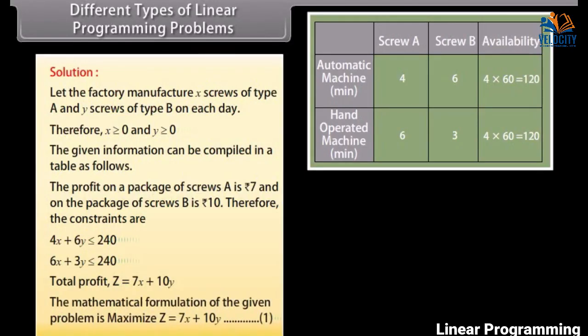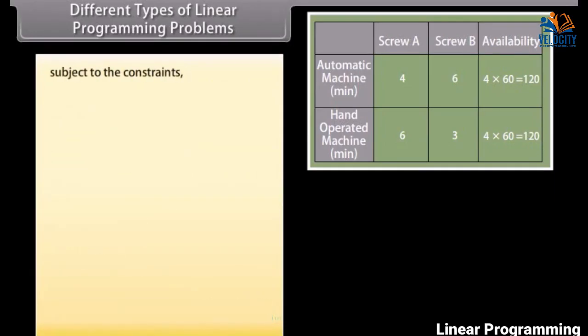The mathematical formulation of the given problem is: maximize Z = 7x + 10y, mark it as equation 1, subject to the constraints 4x + 6y ≤ 240, mark it as equation 2, 6x + 3y ≤ 240, mark it as equation 3, x, y ≥ 0.